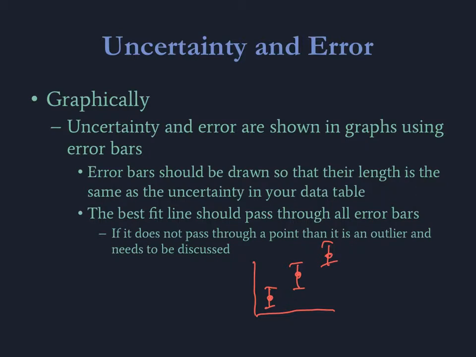As a general rule, our lines of fit should pass through all the error bars. If you draw your fit line and there's a data point whose error bars don't cross our fit line, then that is a great indicator that it's an outlier. This is a really good graphical way to identify outliers, and then you can discuss them, maybe go back and remeasure, double check your work, see what's going on there.